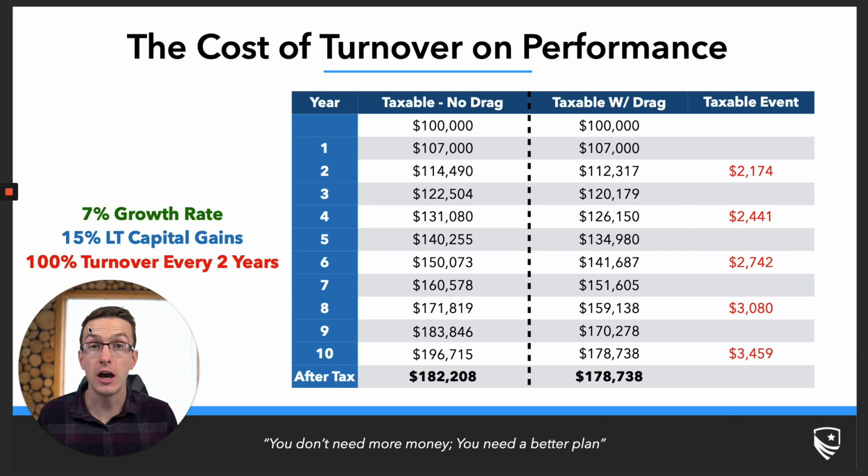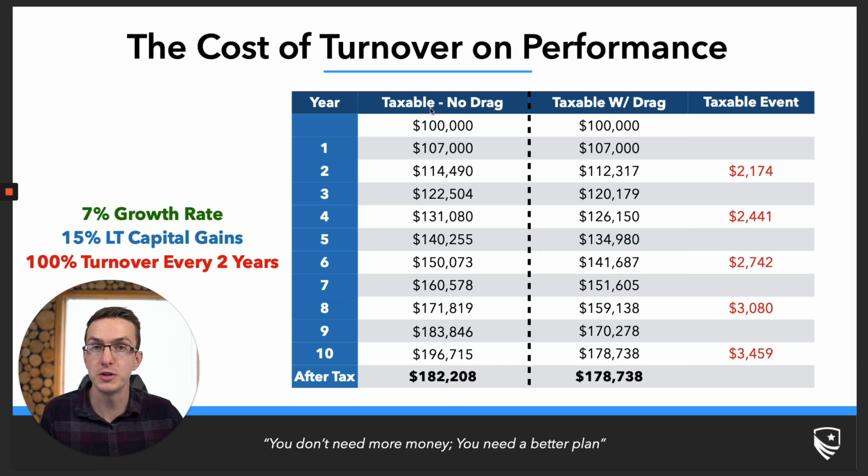On the screen right now, I have a hypothetical example, and I'm showing a taxable account with no drag over here on the left-hand side, and then a taxable account with what I would call turnover drag. And so what we're looking at here is in both examples, we're looking at the exact same performance, 7% growth rate. We're looking at the exact same tax rate, 15% long-term capital gains rate. The difference with the taxable account with turnover drag is we're turning over our account every 2 years. Basically what I'm meaning here is every 2 years we're switching our investments from investment A to investment B.